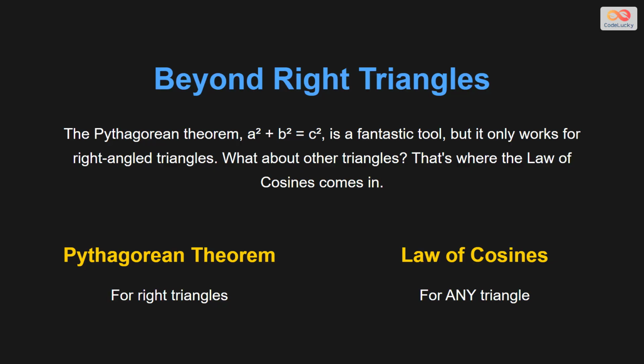Many of us are familiar with the Pythagorean theorem, a squared plus b squared equals c squared. However, its use is limited to triangles with a 90-degree angle. When we encounter oblique triangles, those without a right angle, we need a more versatile tool. The law of cosines is that tool.